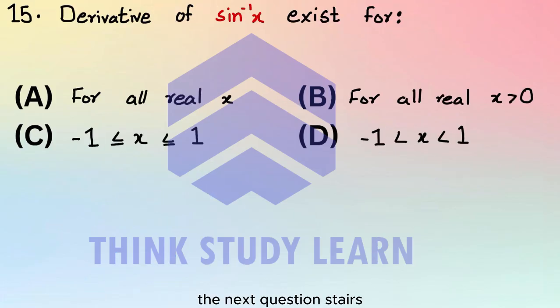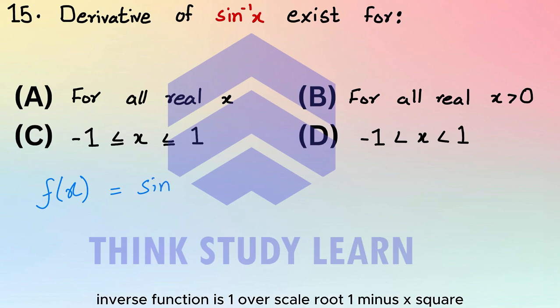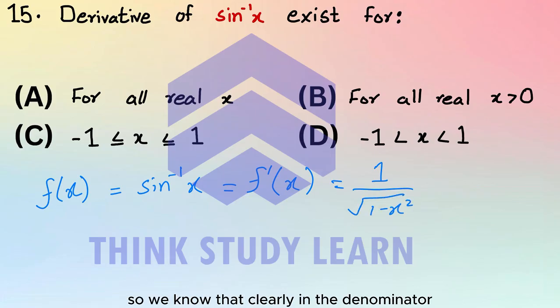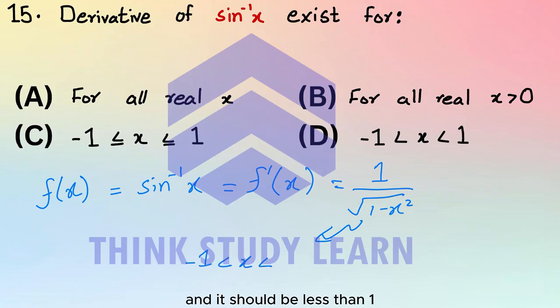The next question states, find the conditions for which the derivative of sine inverse x exists. So we know that the derivative of the sine inverse function is 1 over square root 1 minus x square. So clearly in the denominator the value of x should be greater than minus 1 and less than 1. Otherwise it will be an undetermined form. So in the denominator the value of x should be greater than minus 1 and less than 1. D option is the right answer.